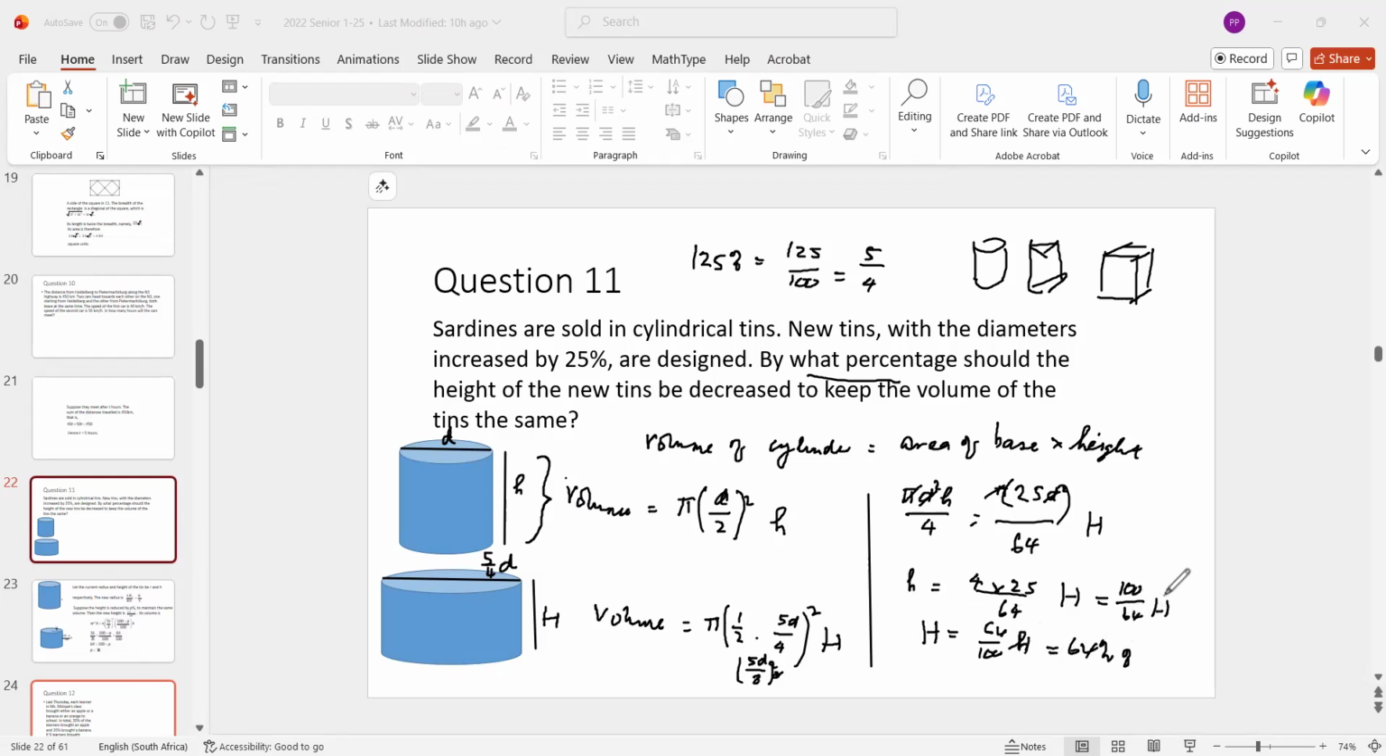Right? H on this side, you got 100 over 64 of small h. So the height has to be decreased by what percentage? From 100, it comes down to 64. Therefore, the answer is 100 minus 64.